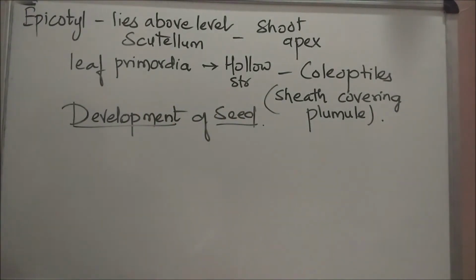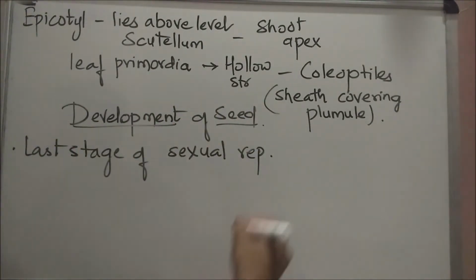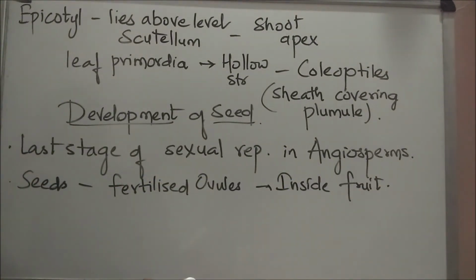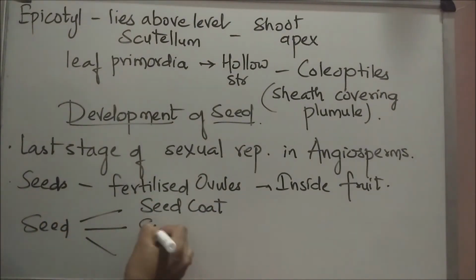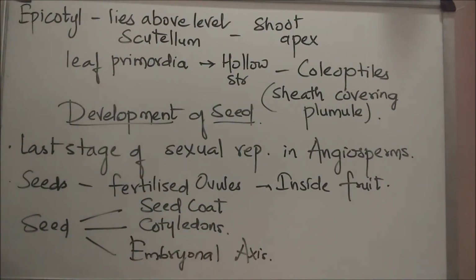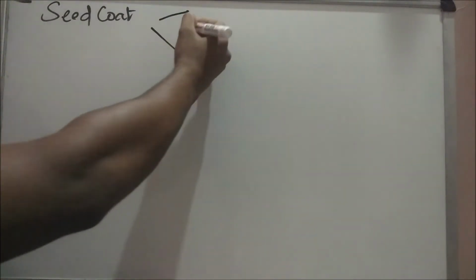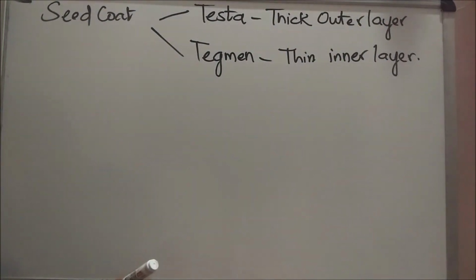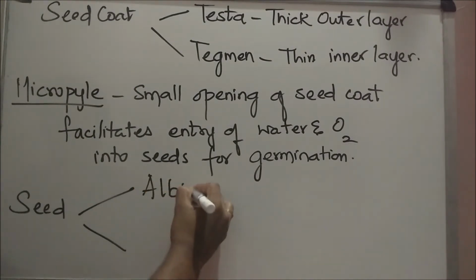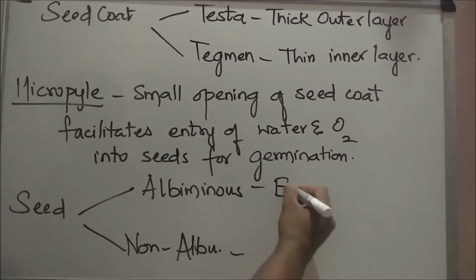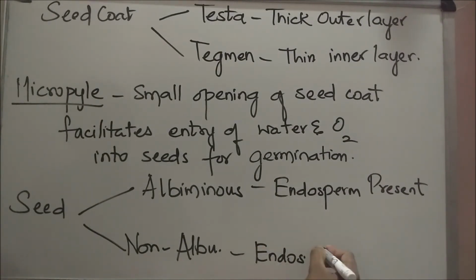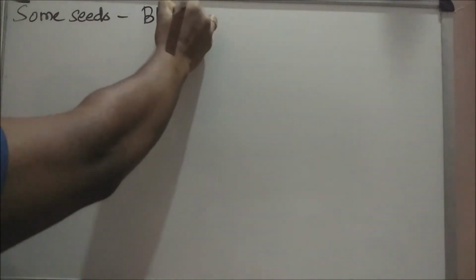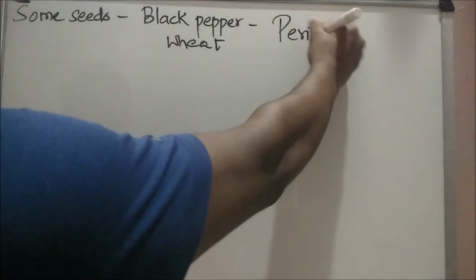Now let's discuss the development of seeds. It is the last stage of sexual reproduction in angiosperms. Seeds are fertilized ovules that are developed inside a fruit. A seed consists of a seed coat, cotyledons, and embryonal axis. The seed coat has two layers, a thick outer layer called testa and a thin inner layer called tegmen. Seeds may be albuminous, where endosperm is present, examples are wheat and maize, or non-albuminous, where endosperm is absent. Examples could be groundnut. Some seeds such as black pepper have remnants of nucellus known as perisperm.